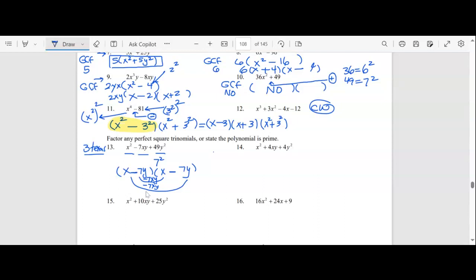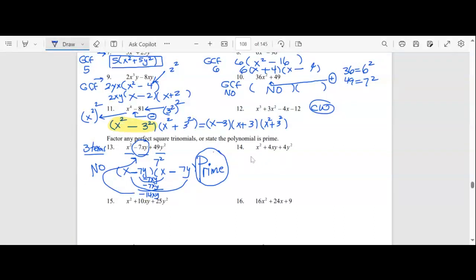That gives you what? Negative 14xy. So do we have negative 14xy in the middle here? The answer is no. Therefore, this is what? Prime. I cannot factor it. Clear? Let's go to the next one.